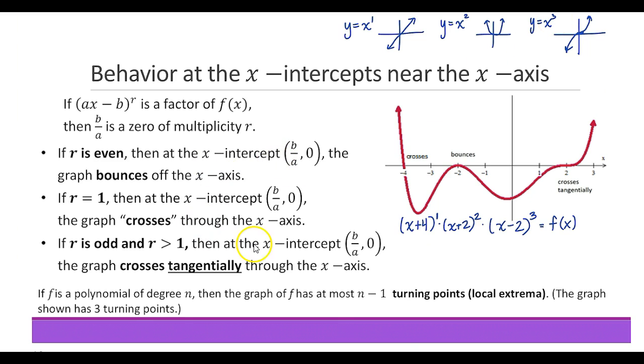So a lot of people are like, oh, this is a lot to memorize, but if you know the graph of your basic functions, it follows the same behavior, but just at different values at the different x-intercepts.